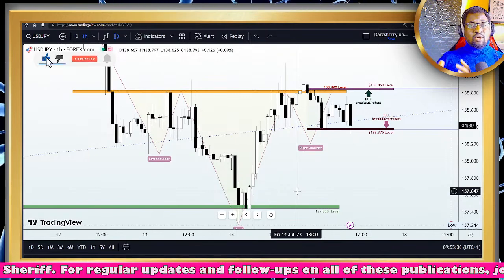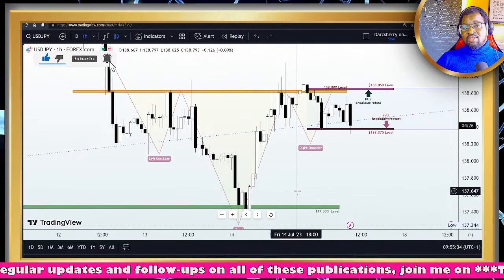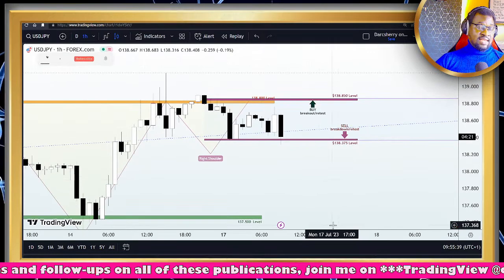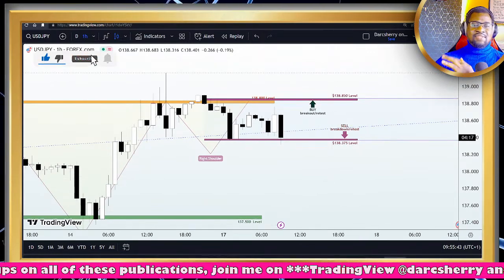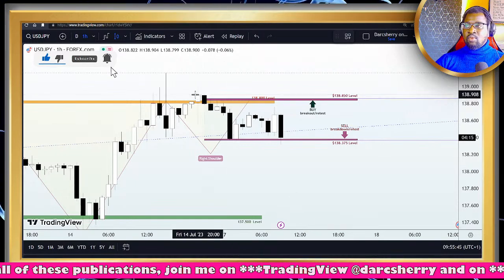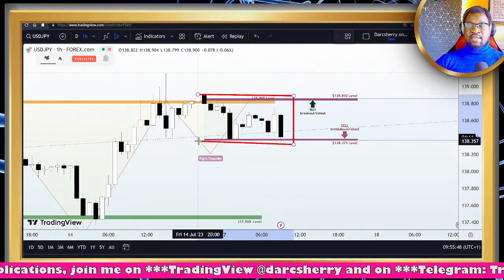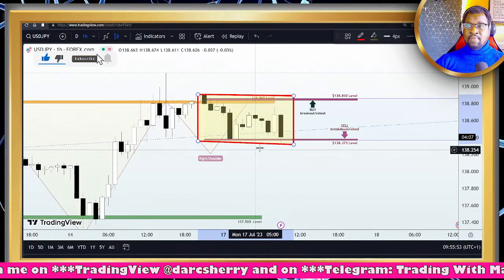But the way things are going right now, the market is still looking very indecisive at this point, as price action remains trapped within our key levels for the week, the 138.850 zone and the 138.375 level, to emphasize the level of indecision in this market.